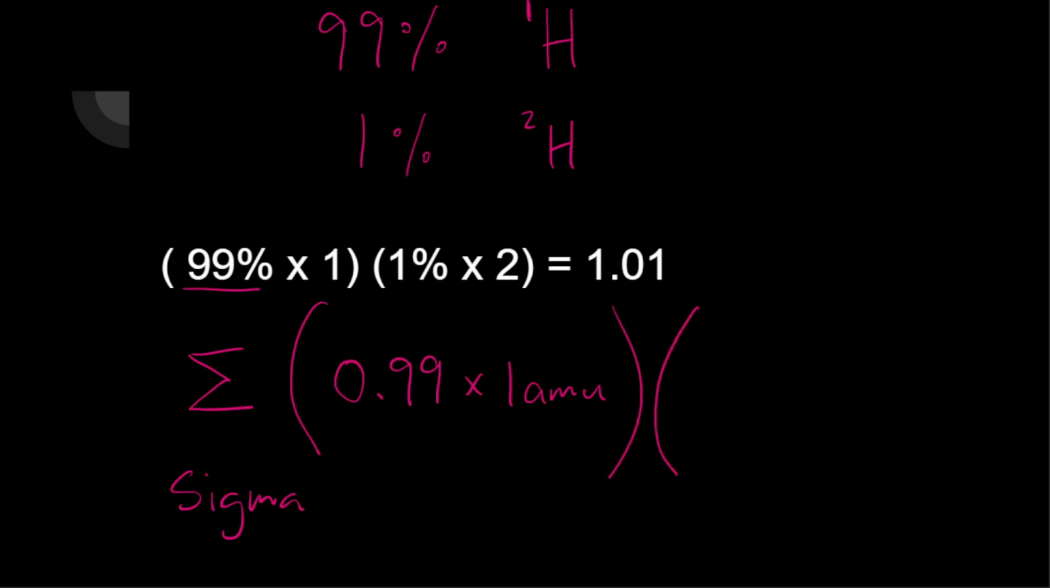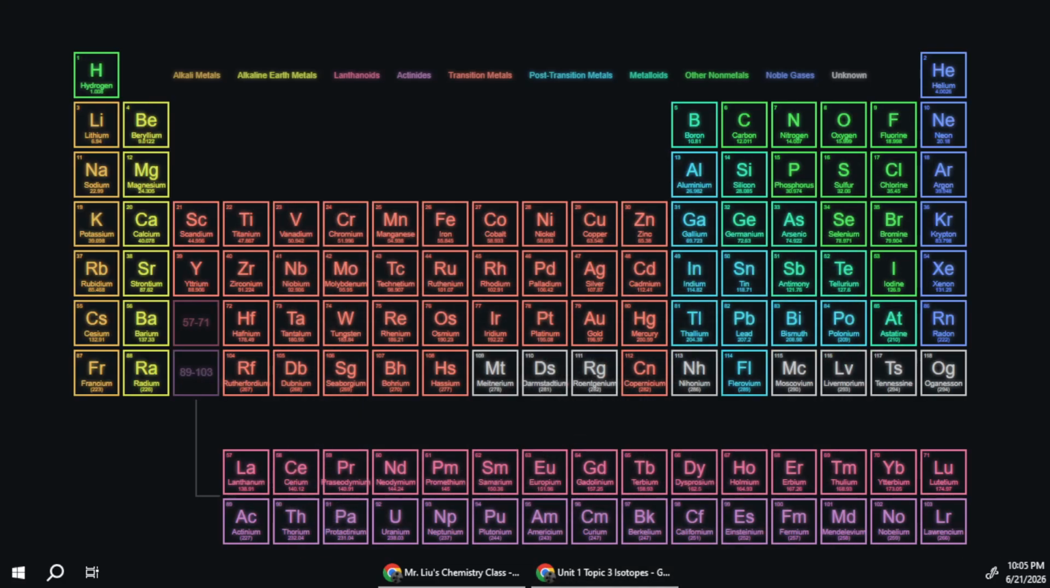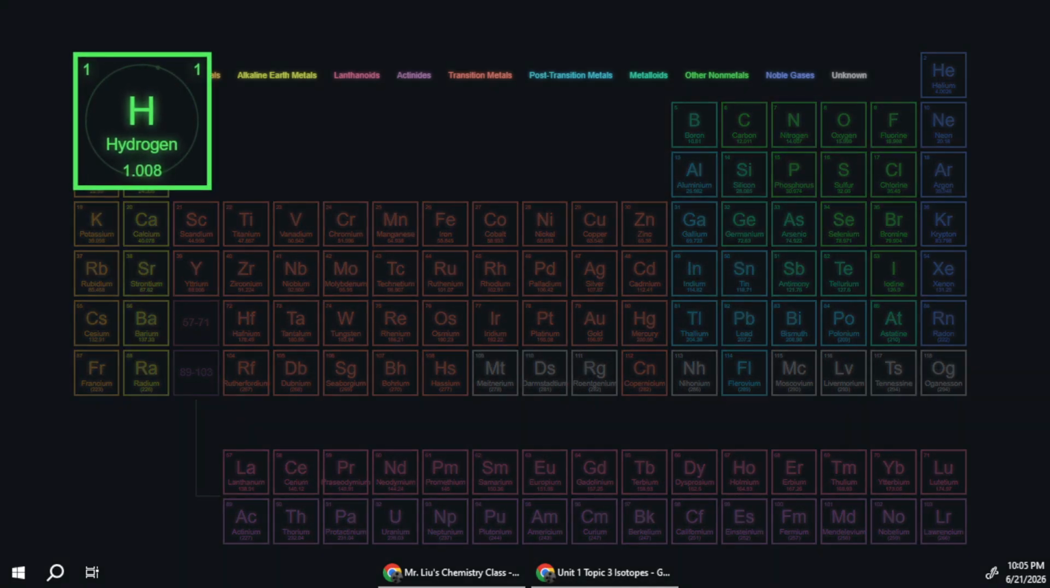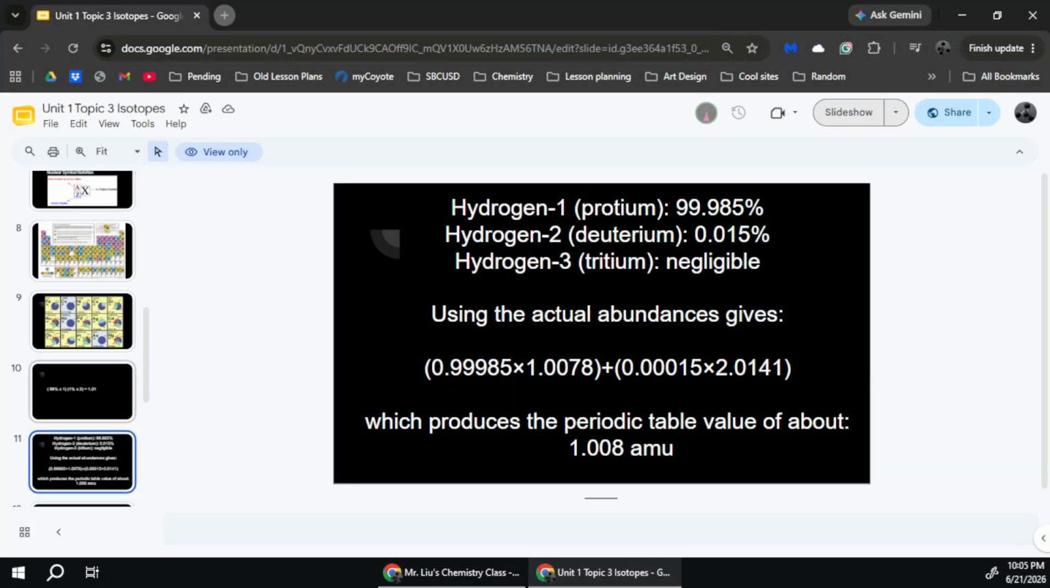And another one is 1%, which is 0.01 times 2 AMU. And then if you plug this into your calculator, you get 1.01 AMU. Okay, that's why on the periodic table, let's look at the periodic table. Here we go. We have 1.008. Okay, so it's about 1.01. So that's how we find those atomic masses on the periodic table.